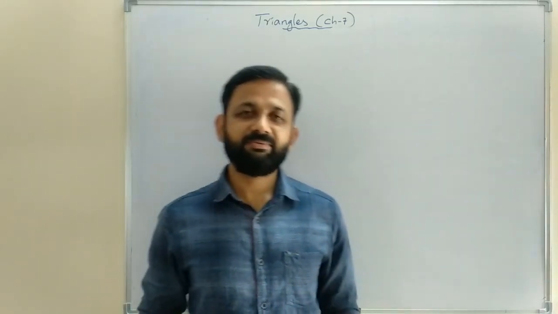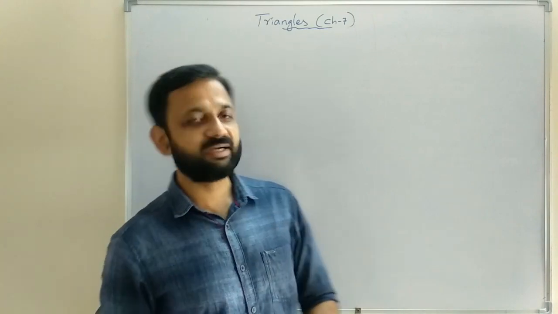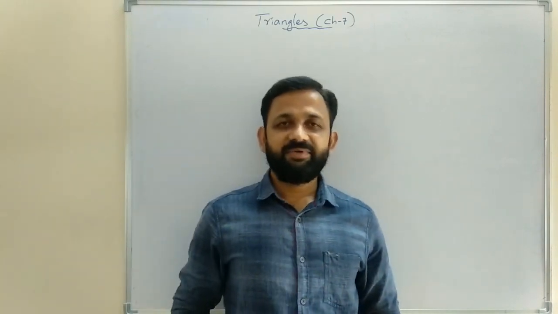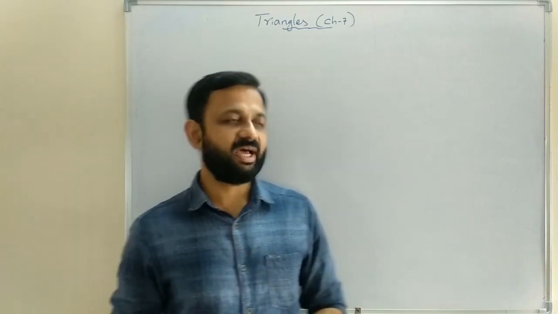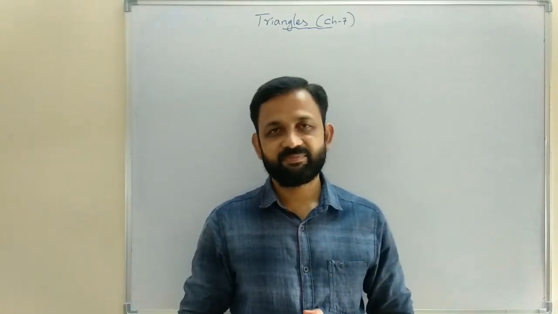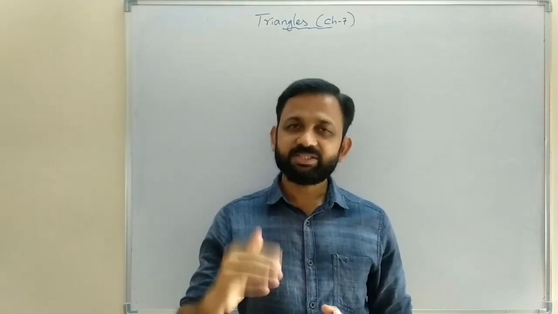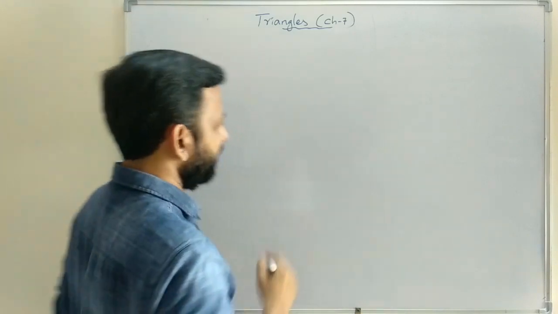Today we will continue chapter 7, triangles. We are going to learn one property of isosceles triangle. Isosceles triangle property. You already learned isosceles triangle.